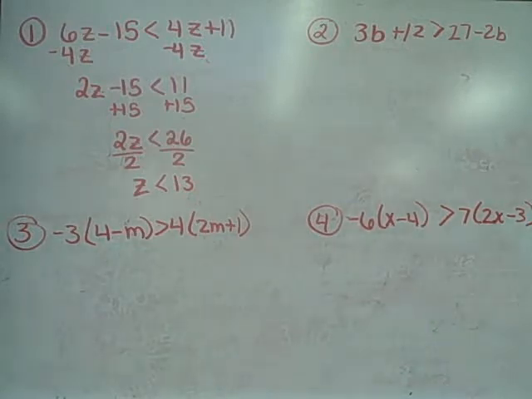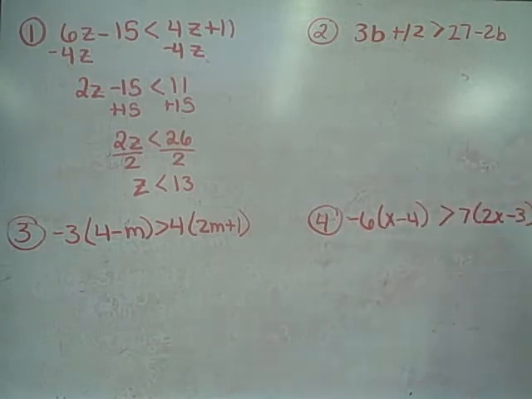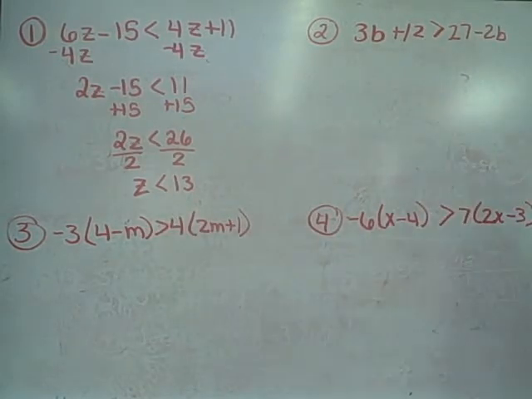Let's work out some practice problems. We did the first one for you up here. The rules remain the same. You have to make sure that you get the variables on one side. This one comes out being z is less than 13.